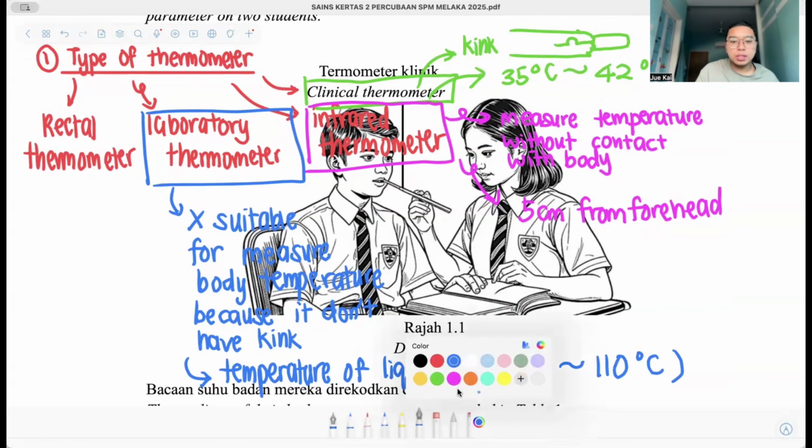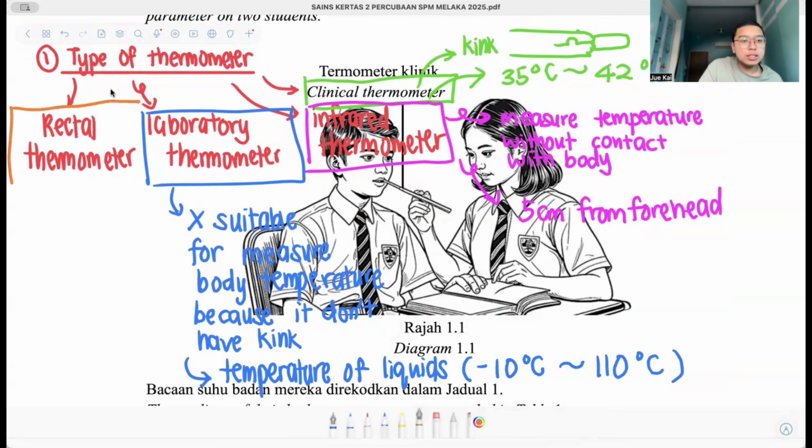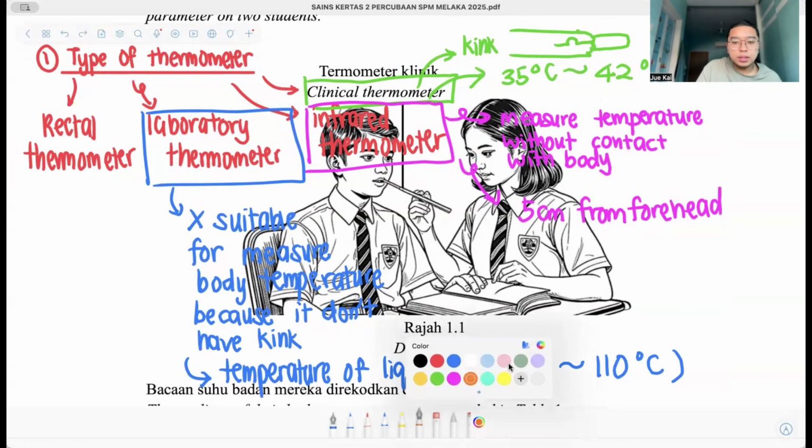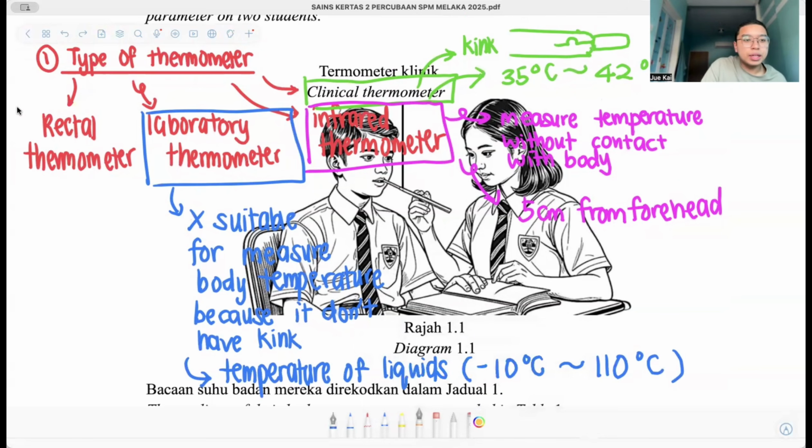Okay, for the rectal thermometer, I use orange color. Can see? Oh, don't want. Orange color is not clear. Green color already used. Okay, I use this one. Confirm clear. So I use yellow color for the rectal thermometer. Okay, may I start?